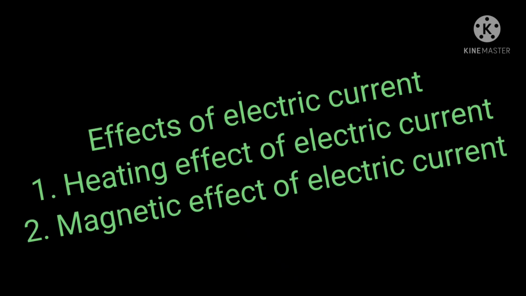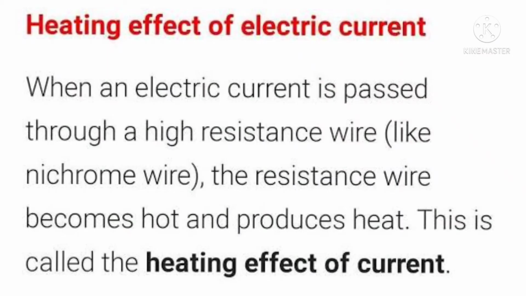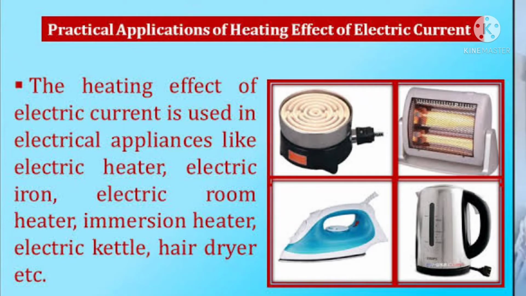Effects of electric current: heating effect of electric current and magnetic effect of electric current. Heating effect of electric current: when an electric current is passed through a high resistance wire like nichrome wire, the resistance wire becomes hot and produces heat. This is called heating effect of electric current. It is used in electrical appliances like electric heater, electric iron, electric room heater, immersion heater, electric kettle, hair dryer, etc.